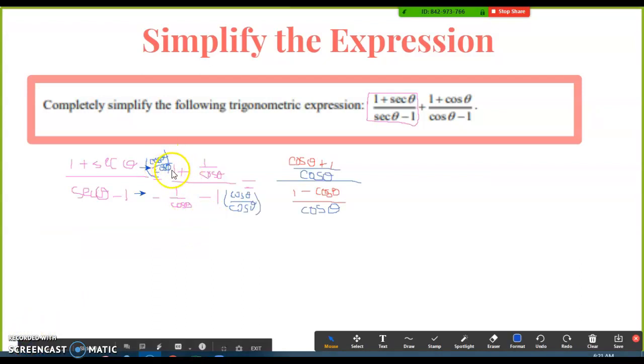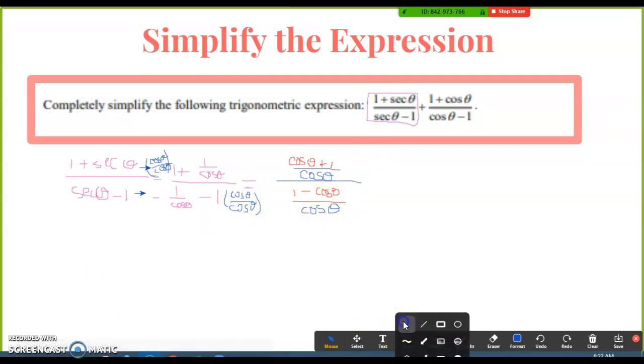Notice in the numerator, we have to have that common denominator, which is cosine of theta, which means we have to multiply the 1 by cosine of theta over cosine of theta. And that would give us, in the numerator, cosine of theta plus 1 over cosine of theta. In our denominator, we would have to do the same thing. Our common denominator is cosine of theta, which means we would have to multiply this 1 by cosine of theta over cosine of theta, which means that would give us in our denominator a 1 minus cosine of theta over cosine of theta.